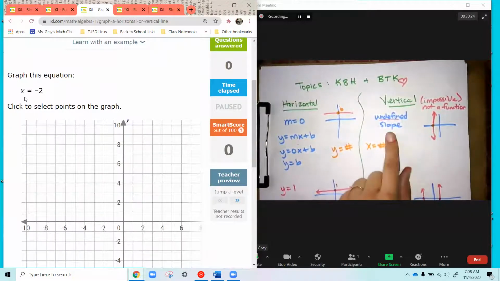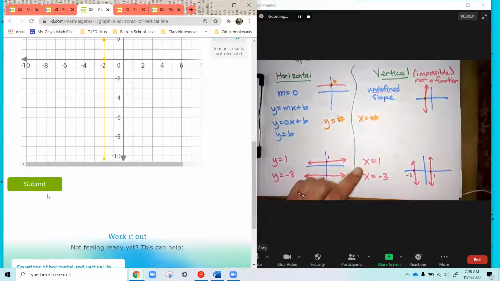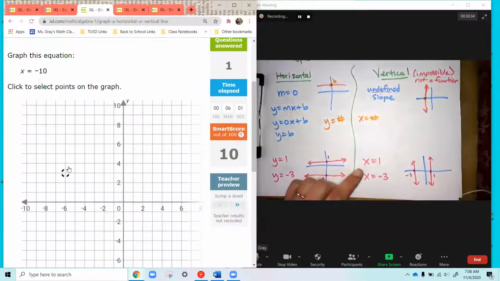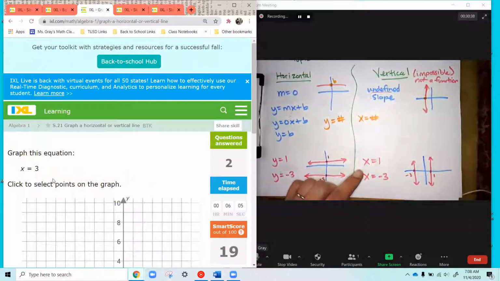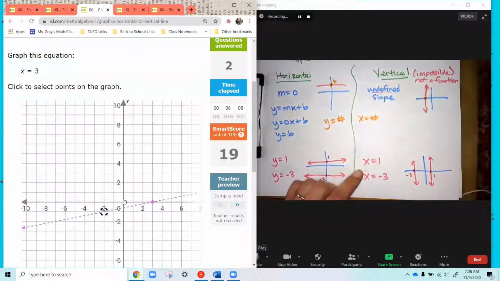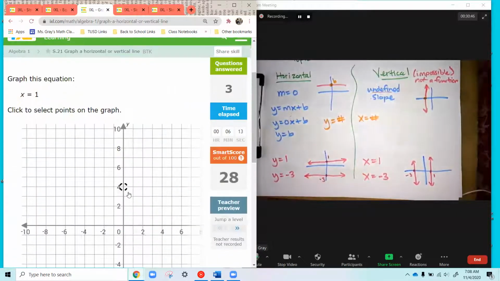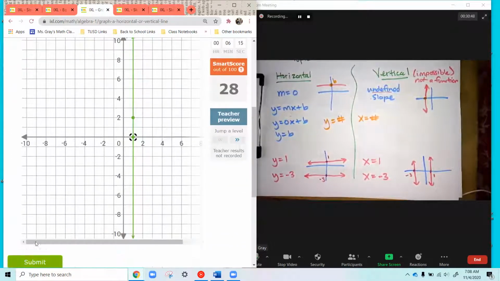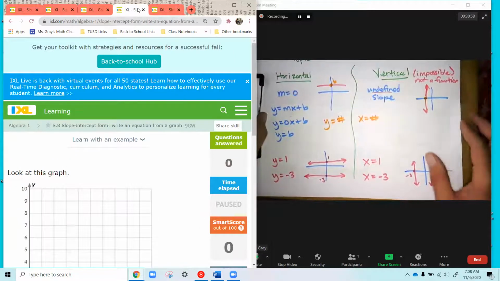So x equals is vertical. So I'm going to go to -2, and then I can put my other point anywhere on this line, so just anywhere. X equals, again, vertical. So not very hard, just lots of practice so that you memorize it, which is probably honestly maybe the best way I've ever taught it, just because you'll end up doing a lot of problems and it'll stop you once you've memorized it, basically.